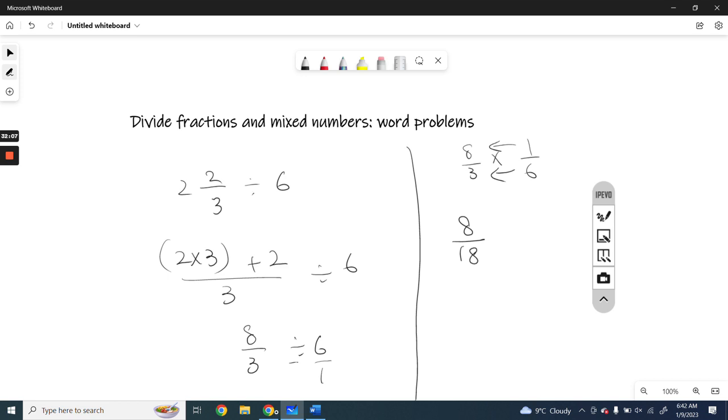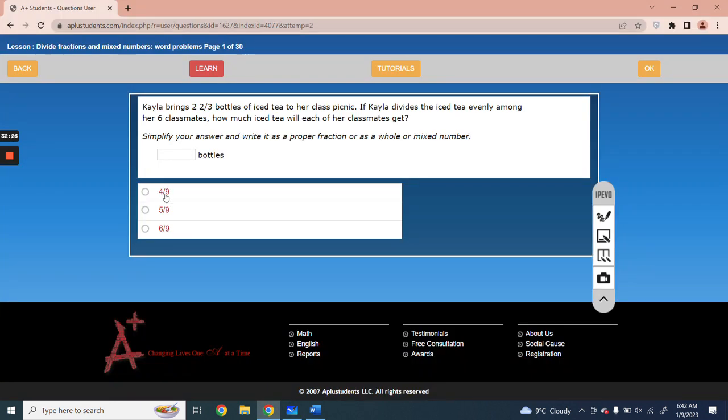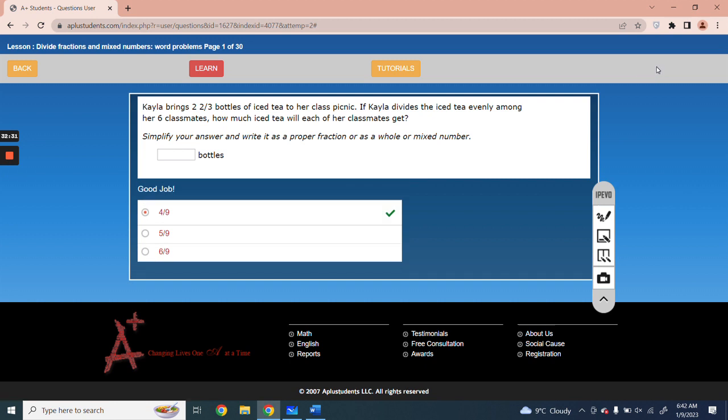Got it? Just look for a common number that the numerator and denominator can be divided by. Yes, it is 2. So 2 times 4 is 8 and 2 times 9 is 18. So it is 4 over 9. Got it? Just select the correct option. The correct option is 4 over 9 and then click on the OK button.